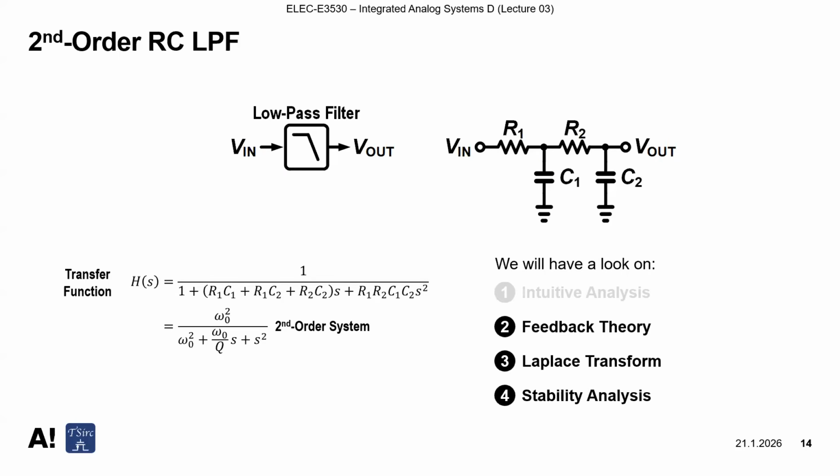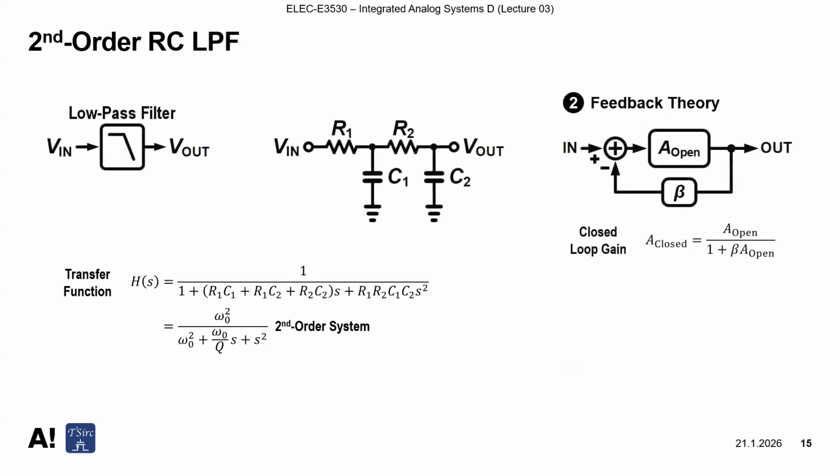So we will check the feedback theory as the first step of analyzing this second order system further, then Laplace transform and stability analysis. Okay, let's check the feedback theory. We checked our RC circuit in terms of feedback theory, right? We used this formula: closed loop gain is open loop gain over 1 plus beta times open loop gain.